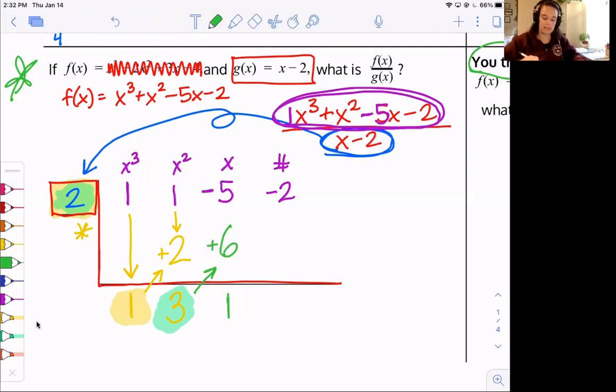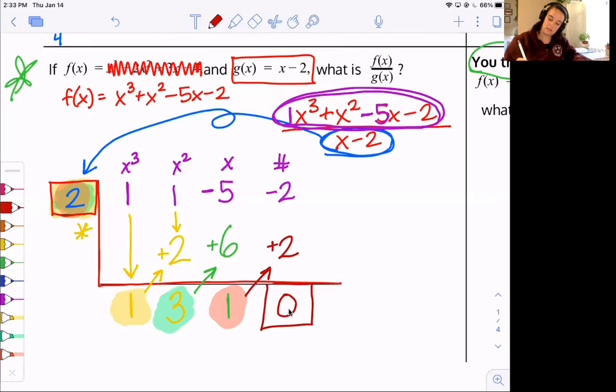Now I need to take that number, +1. I'm going to multiply it times 2. 1 times 2 is 2. And that number is going to go right here, 2. Since it's positive, I'm going to add. So I have -2 plus 2 would give me 0. 0 right there.